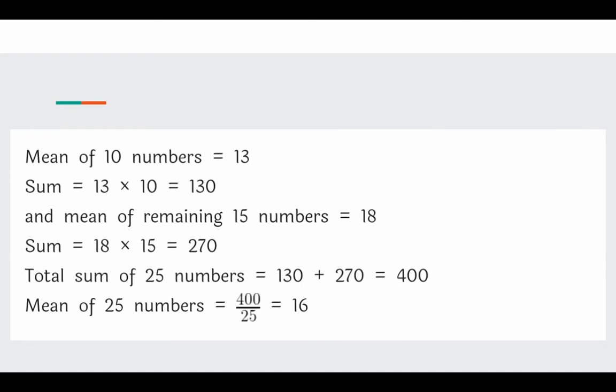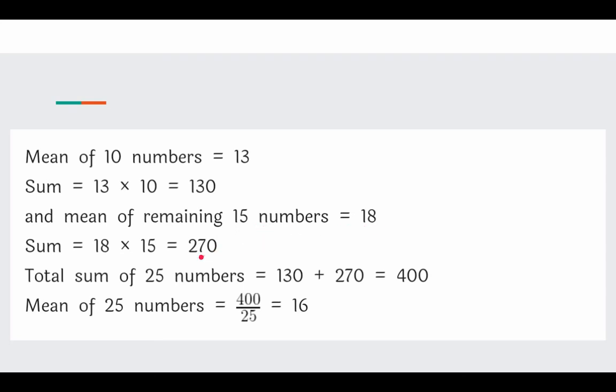Please pay attention. Find the mean of 25 given numbers when mean of 10 of them is 13. Mean of 10 numbers is 13. So, what is the sum of these? 10 into 13? 130. And the mean of remaining numbers. 10 numbers out of 25 are there. So, remaining kitne bache? What are the remaining? 25 minus 10? 15. So, mean of remaining 15 is 18.